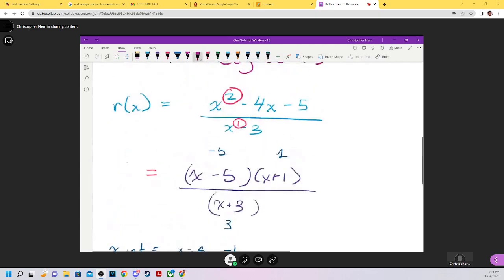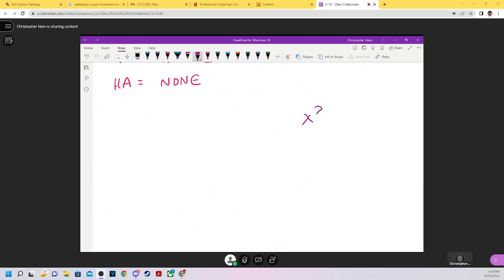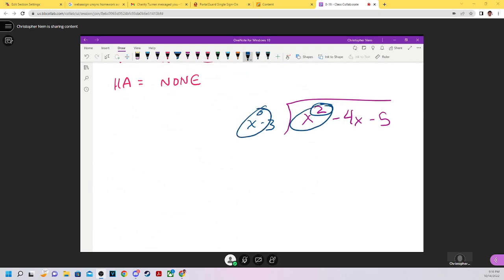If you were to do long division on this guy, if you recall how to do long division, x squared minus 4x minus 5. Long division of x minus, is it minus 3? Yep, minus 3. You check the degrees. Then you get your leading coefficients. Oops, this is not degrees. Get your leading coefficient. That's going to be x. X times x would give me x squared. Now I distribute this across. I get x squared minus 3x.